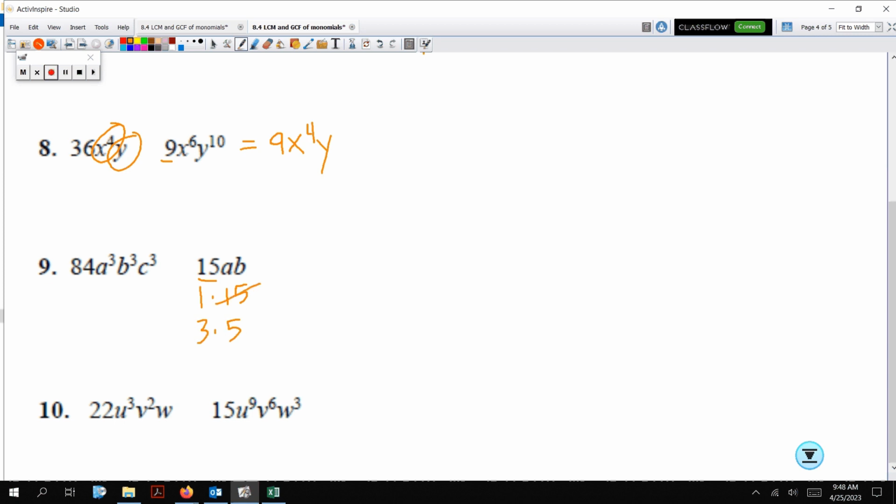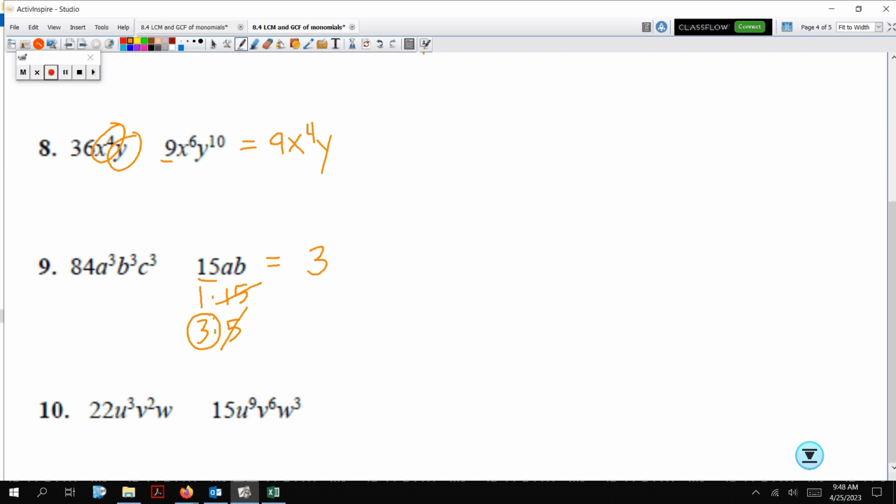Well, we know 15 doesn't go in. You think 5 goes into 84? No, it does not. Does 3 go into 84? It does. All right, cool. So 3 is my GCF.